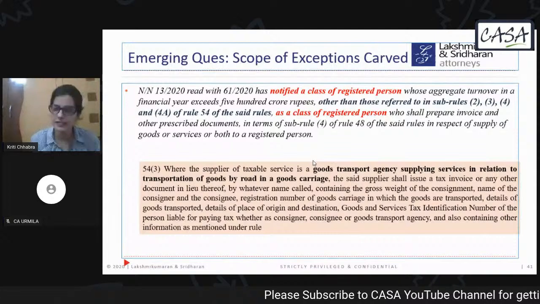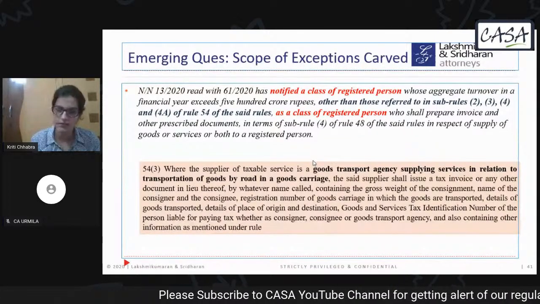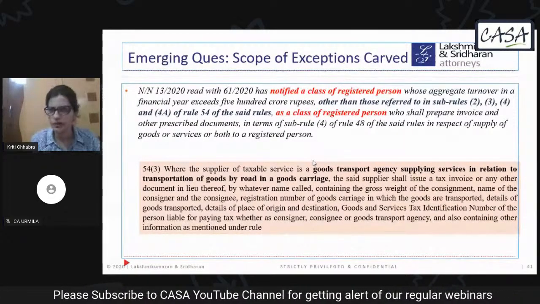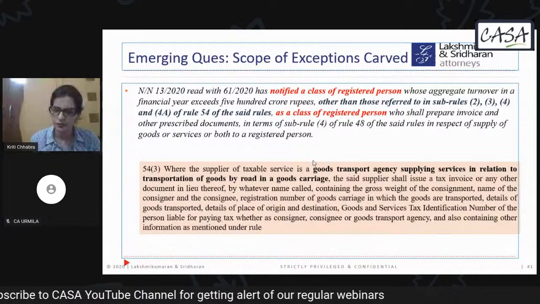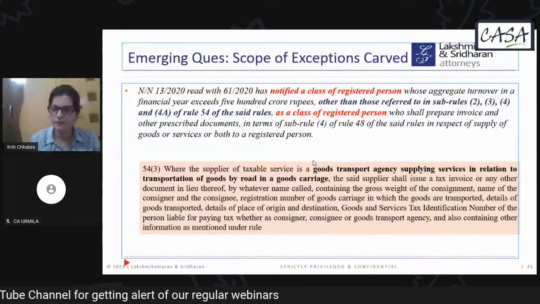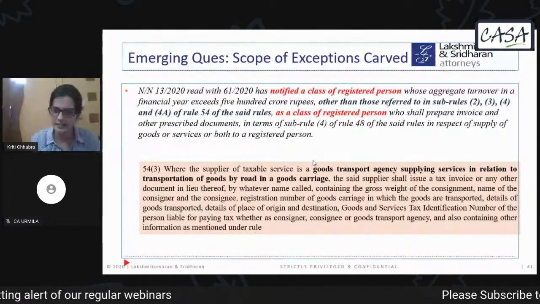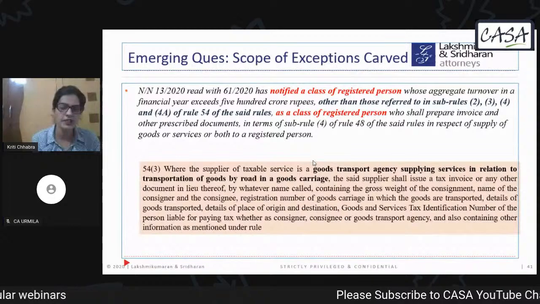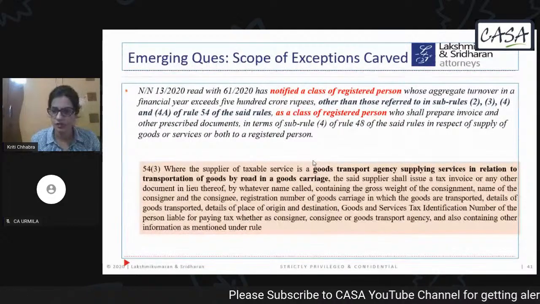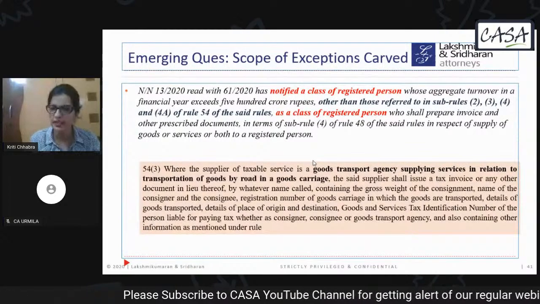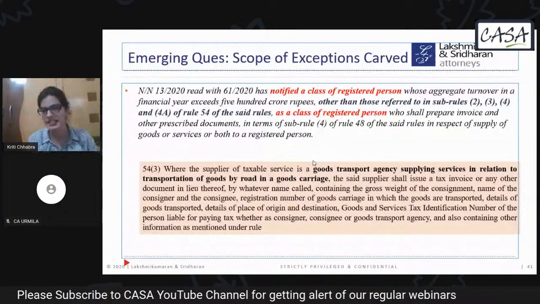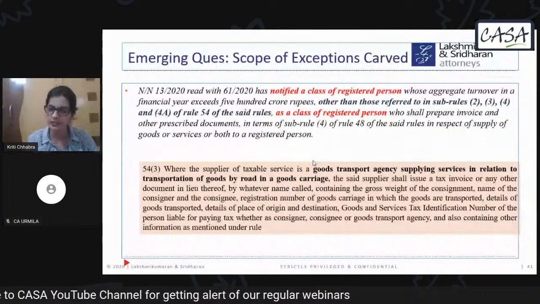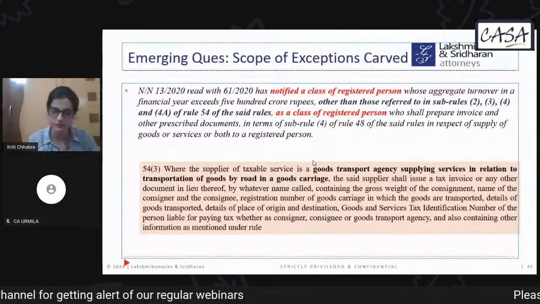It appears from the introductory para of this notification that any person falling under these rules, be it GTA, insurance company, banking company, or airlines, etc., should qualify. They are exempt from the ambit of e-invoicing, and they are not required to follow this e-invoicing scheme at all because they are that notified class of registered person.